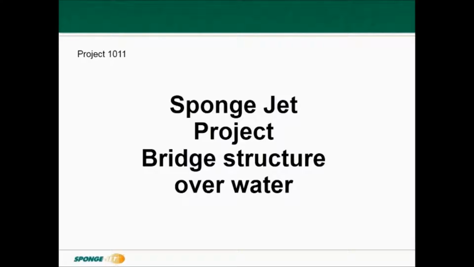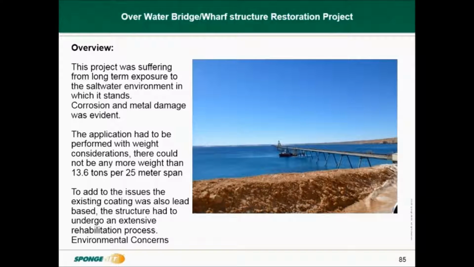Project 1011. It's a simple project. It's an overwater facility in the Pilbara region in WA. This was actually performed with Sponge-Jet by IAS in WA. The project is suffering from long-term exposure to coastal and seaside conditions. There is evident heavy corrosion and severe pitting to the steel structure. The project also had a weight restriction that had to be adhered to, and that is not exceeding 13.6 tonnes per 25 metre span.